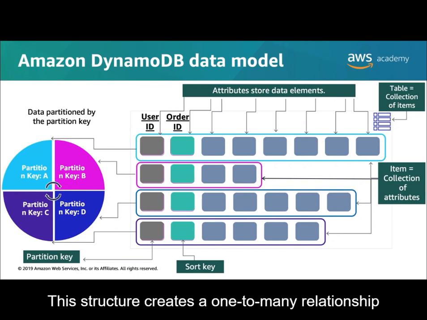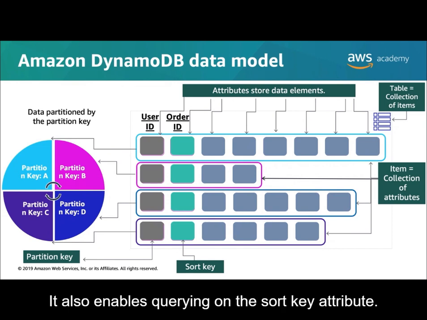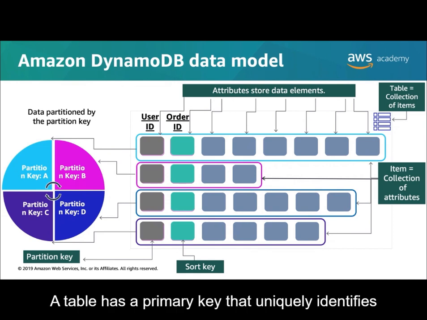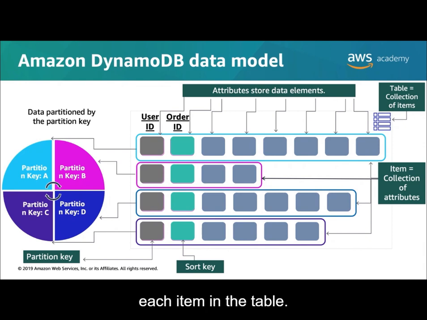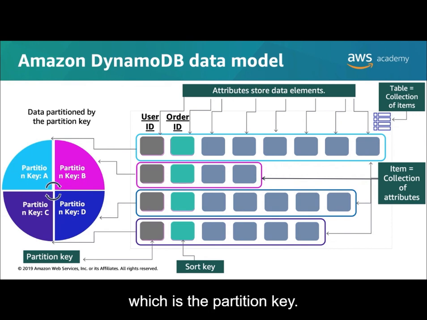This structure creates a one-to-many relationship based on the partition key. It also enables querying on the sort key attribute. A table has a primary key that uniquely identifies each item in the table. There are two types of primary keys. First, there is the partition primary key. The primary key consists of a single attribute, which is the partition key.